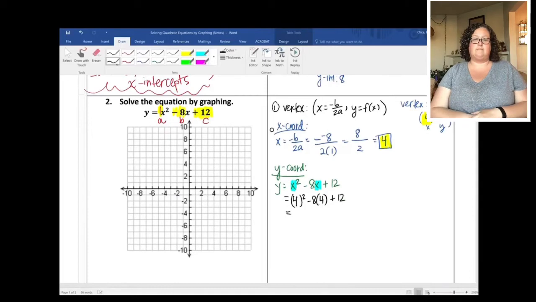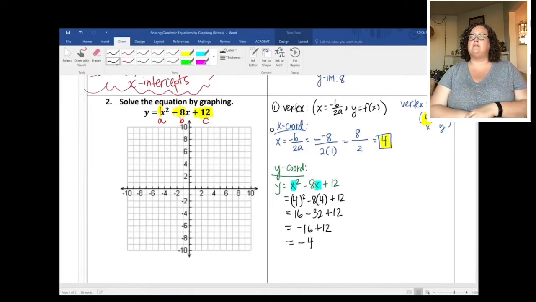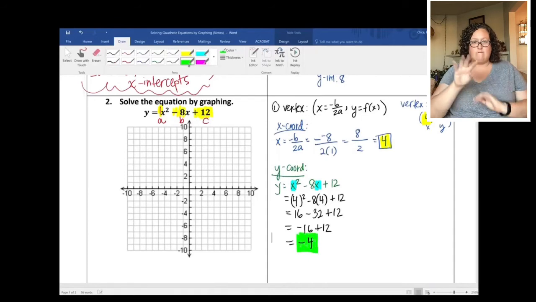4 squared is 16. Minus 8 times 4 is 32, plus 12. 16 minus 32 is negative 16, plus 12. That's going to give us negative 4. The y-coordinate of our vertex is negative 4.